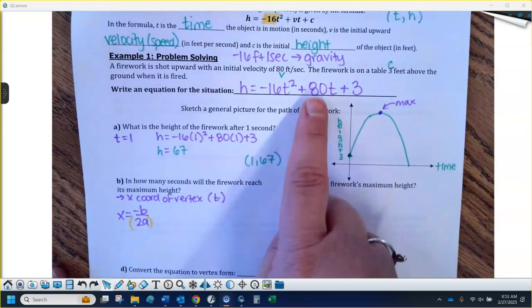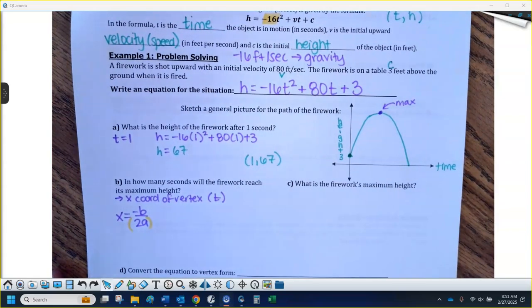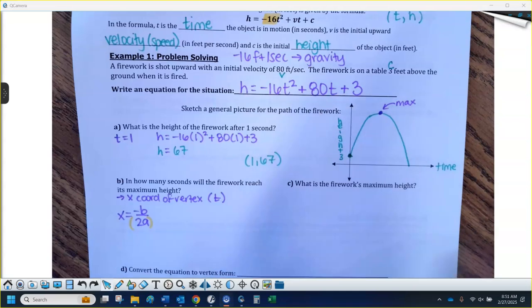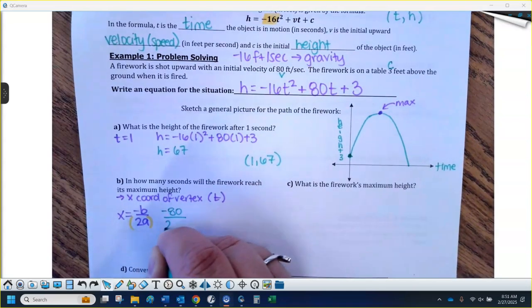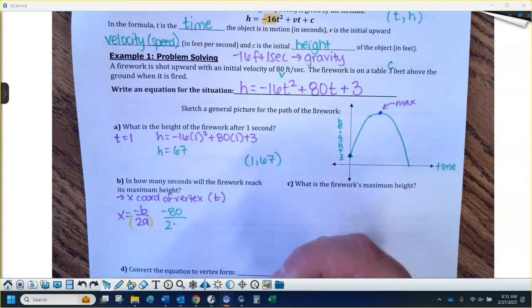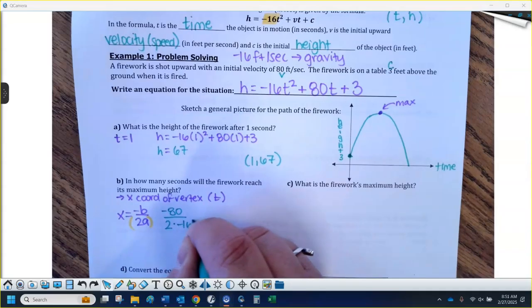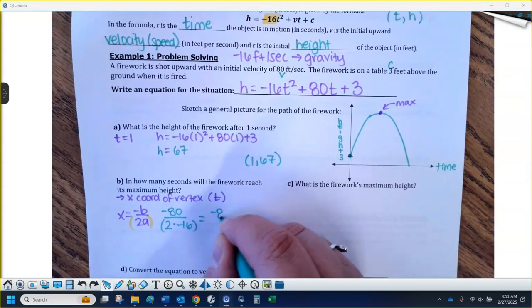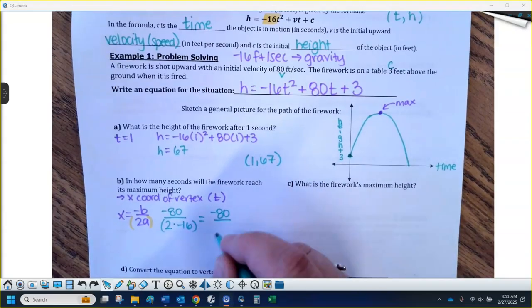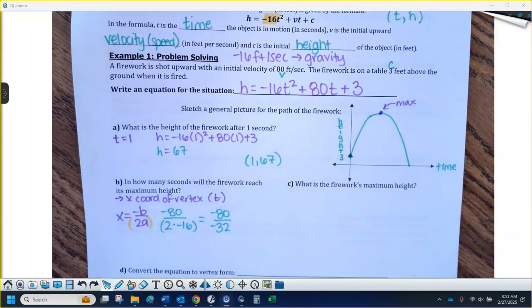So if you look back up to your formula, what's my b value? The 80, exactly. So it's positive 80 in the formula. So opposite of b would be negative 80. And we're going to divide by 2 times our a value. What's our a value? The gravity, yeah. Now either put parentheses around that or just figure it out. This will be negative 80 over 2 times negative 16, which is negative 32.